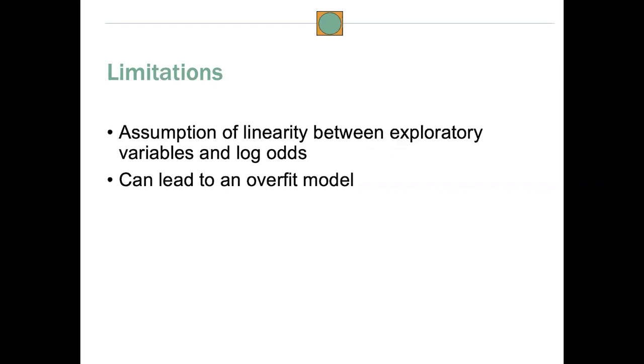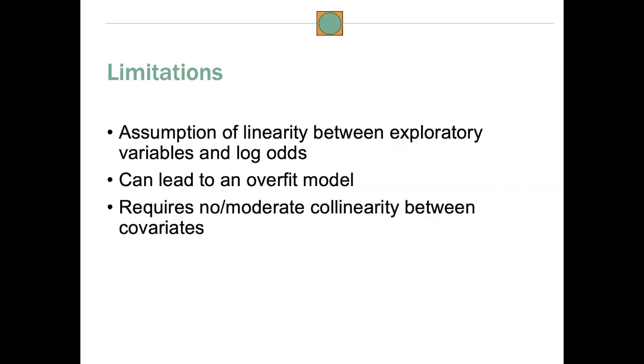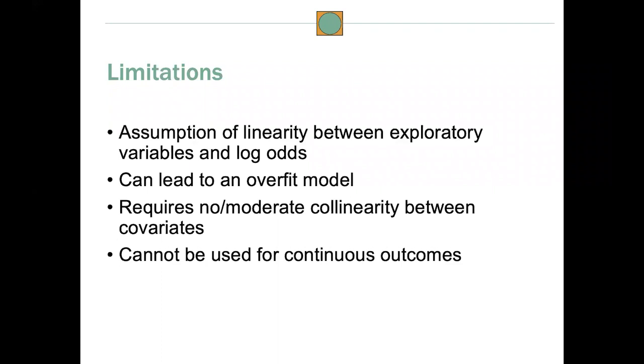Overfitting also occurs if the number of observations is less than the number of features. Collinearity between the covariates should be negligible or moderate, and if variables are highly correlated with one another, then the effect on the regression model becomes less precise. Lastly, logistic regression cannot be used for continuous outcomes. It can only be used to predict categorical outcomes. And so for this particular type of logistic regression that we're looking at, the binary logistic regression, we can only use it for binary outcomes.